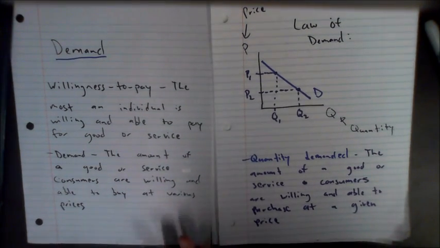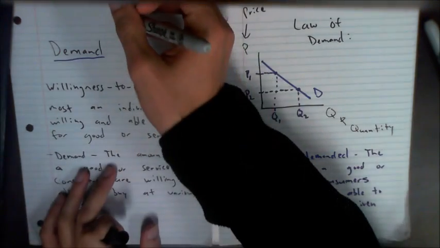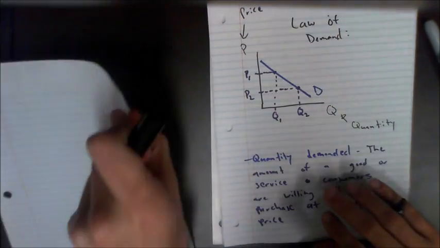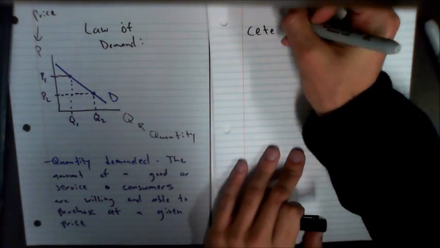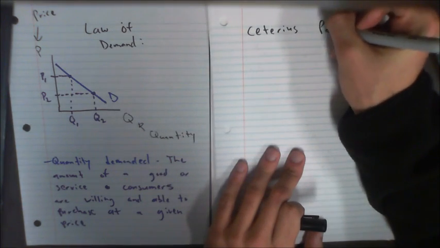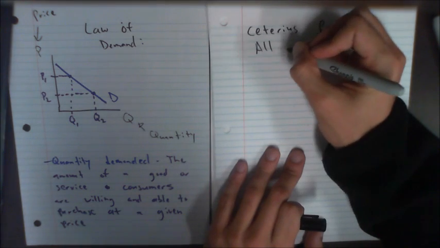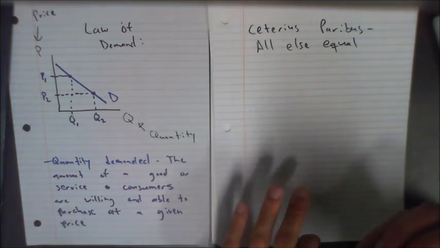Now, when we start talking about all these variables, we're always assuming ceteris paribus. I'm sure you know what ceteris paribus is. Let me make a side note here. You know what? Let me write it on another paper. Ceteris paribus. All that means is holding all else equal, assuming everything else stays the same. So assuming everything else stays the same, as price decreases, quantity increases. Ceteris paribus, all else equal.